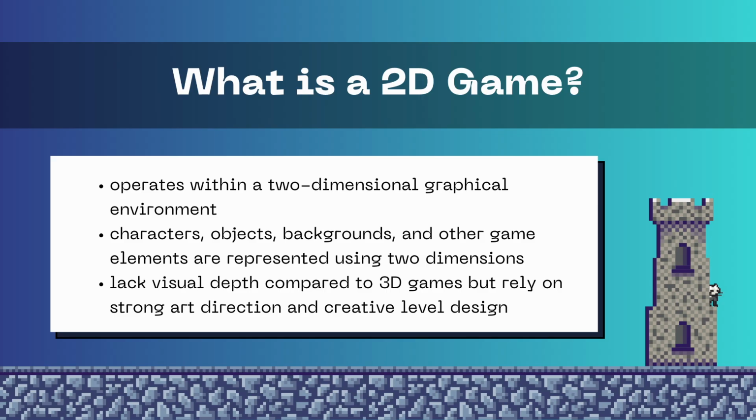Generally, a 2D game operates within a two-dimensional environment, normally with a side scroll or a top-down view perspective. Other elements in the game, like characters, objectives, and backgrounds, are also placed using a two-dimensional perspective. Compared to 3D games, given the lack of visual depth, 2D games compensate with a strong art direction and creative level design. That is essentially what a 2D game is.